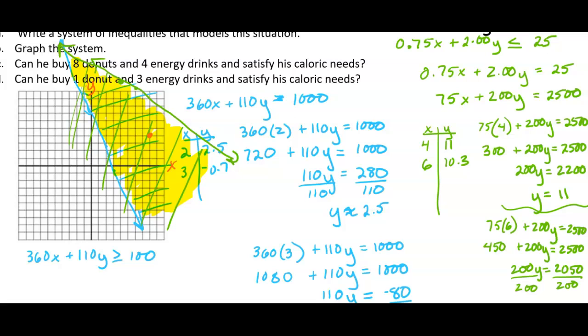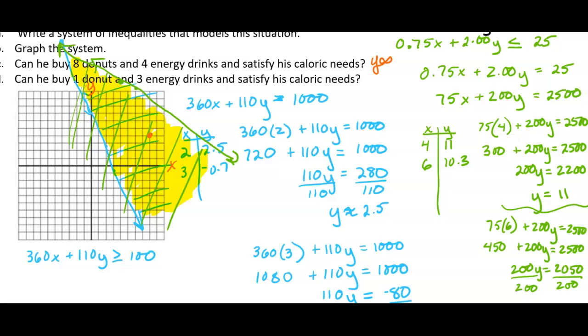8 donuts would give you how many calories? A lot of calories. And so you're going to be well over your 1,000. And then can he afford that much? Well, 8 donuts times 75 cents, you figure out what that is, plus the $4 for the energy drinks. And that should be okay. So I'll say yes. He can buy 8 donuts and 4 energy drinks.